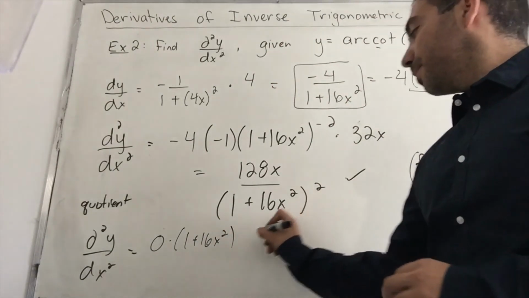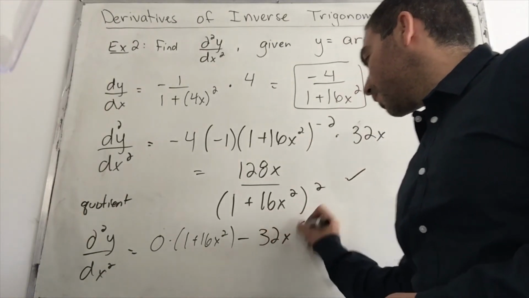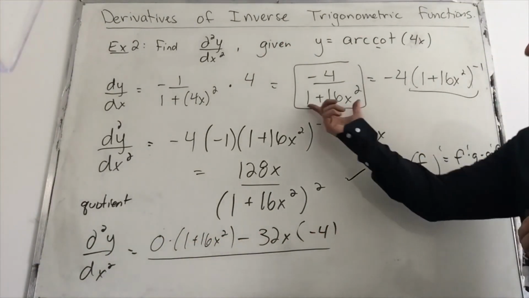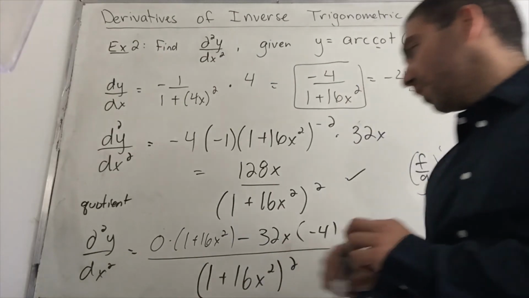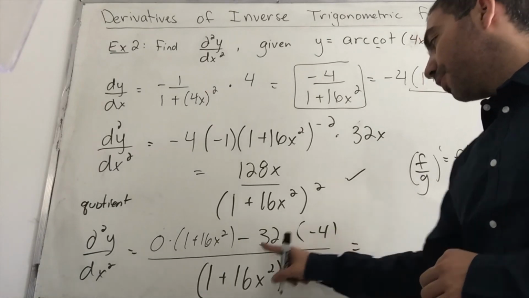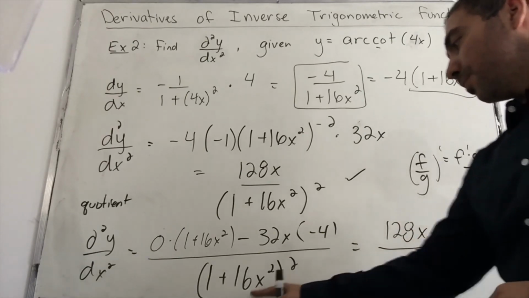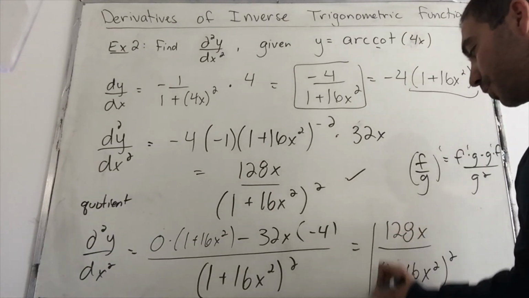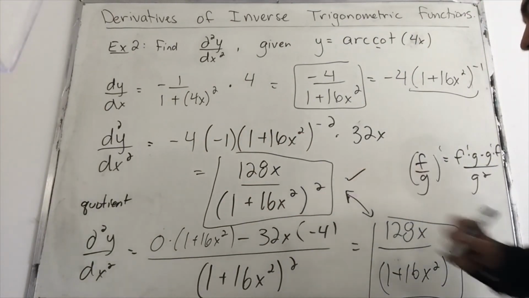minus the derivative of the bottom. So the derivative of the bottom is 2 times 16, so 32x, times the top, times negative 4, over the bottom squared. The bottom squared is 1 plus 16x squared, all that squared. So 0 times this whole term is gone. And then we have a negative and a negative, so it becomes positive. 32 times 4, we saw it earlier, I erased it, was 128x over the bottom squared, which we'll just leave. And notice that both answers here are equivalent. So it doesn't matter which way you do it, it's up to you. Use the method of your choice.